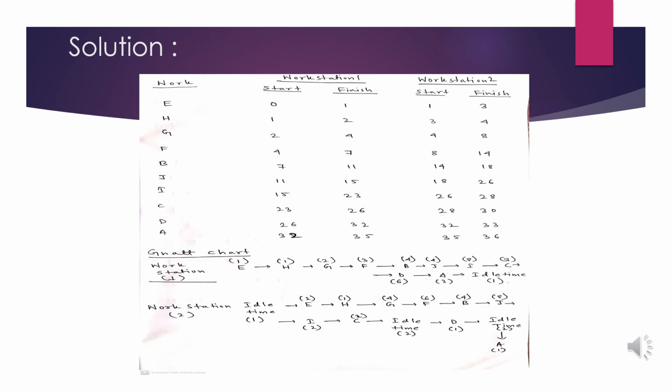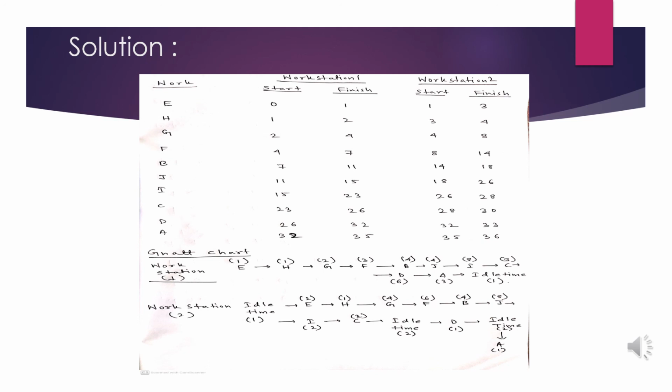Now, if we want to find out the makespan or the work span for the entire work process, we now have the scheduling, that is E, H, G, F, B, J, I, C, D and A. So if we start the first work at workstation 1, E, the starting time will be 1. So the finishing time will be 1 also.